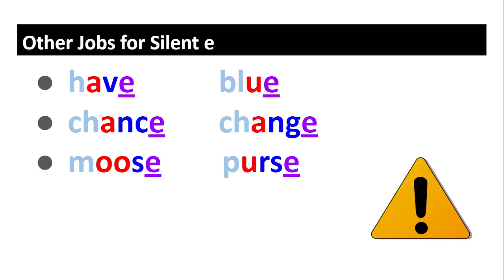E can also be added to a word to help us understand that the word is not plural. Like in the word moose, if we took the E away, someone might think that we have more than one moo. In purse, if we took the E away, someone might think we have more than one purr.